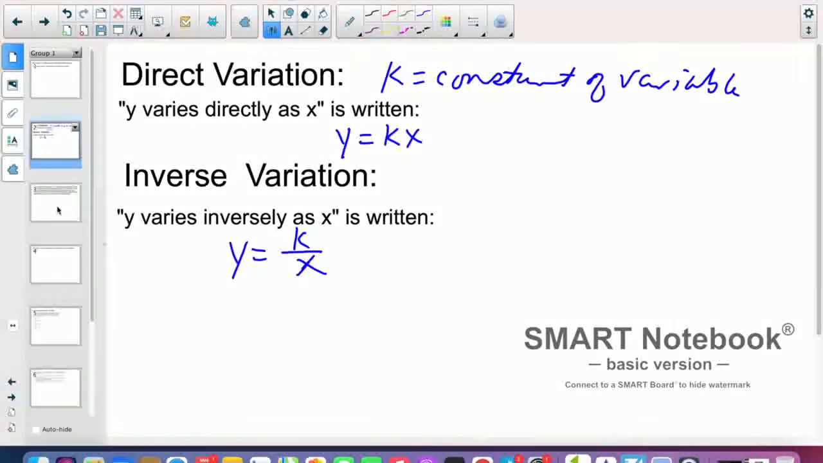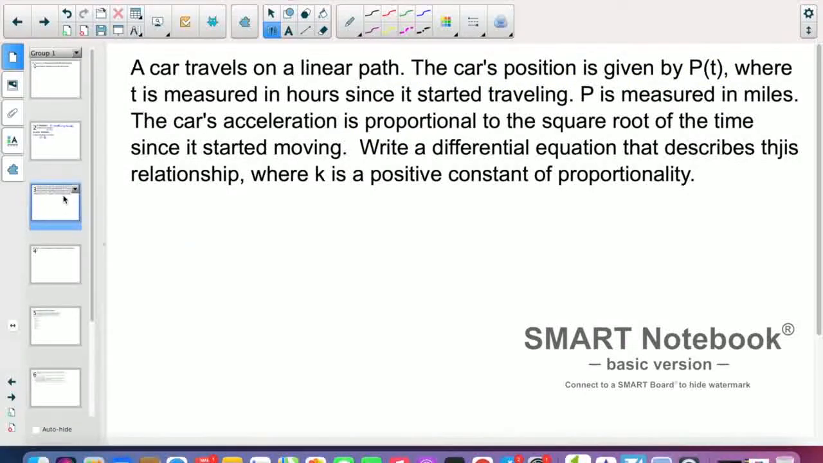So just to do a quick example, and a lot of these examples are dealing with exponential growth and decay, and these are very, very common when you're dealing with AP Calculus test problems. A car travels on a linear path. The car's position is given by P of t, where t is measured in hours since it started traveling. P is measured in miles. The car's acceleration is proportional to the square root of the time since it started moving. Write a differential equation that describes this relationship, where k is a positive constant of proportionality.